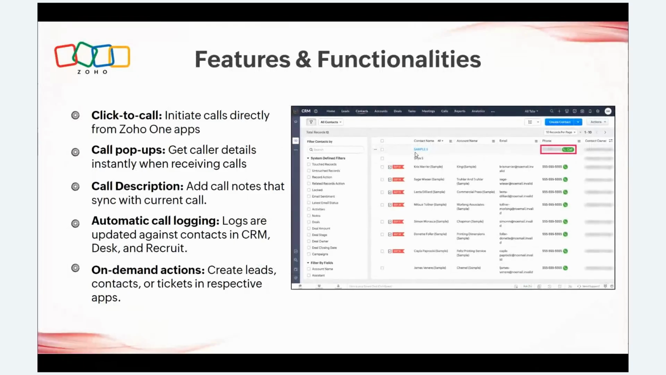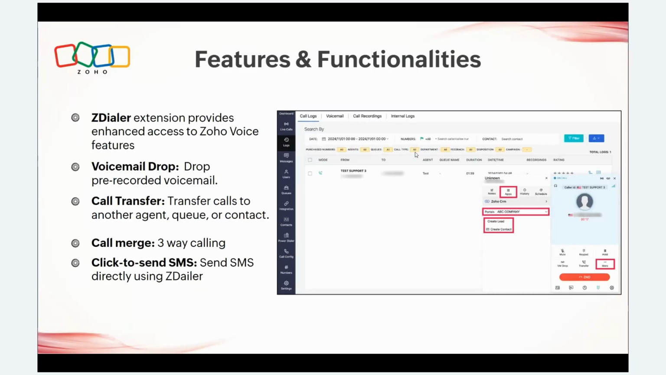in color. However, this dialer has some limitations. It does not support key features like transferring and merging calls with internal agents or external numbers, voicemail drop, where you get the option to drop a pre-recorded audio when an outbound call routes to the voicemail box, and click to send SMS. So to overcome this limitation, we recommend that your telephony agents install a Z-Dialer browser extension, which enables them to perform these actions seamlessly.